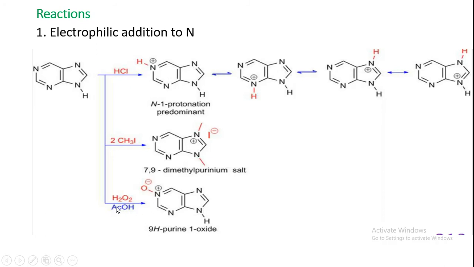Then next, H2O2, hydrogen peroxide reaction. Oxygen will attach to the first nitrogen, so 9H-purine 1-oxide is the product, and one hydrogen will attach to this one.